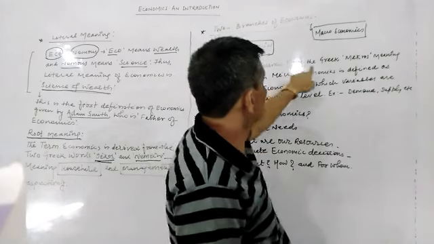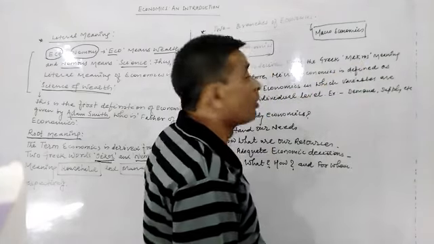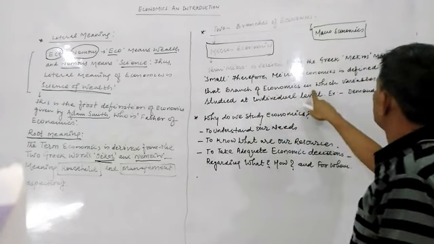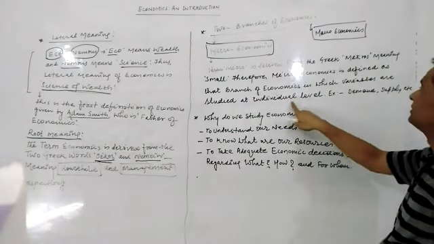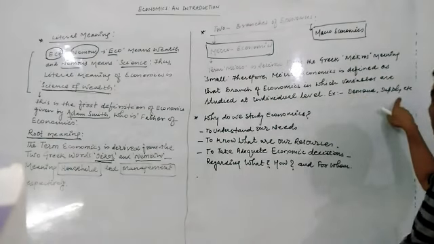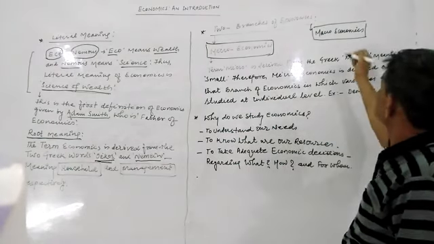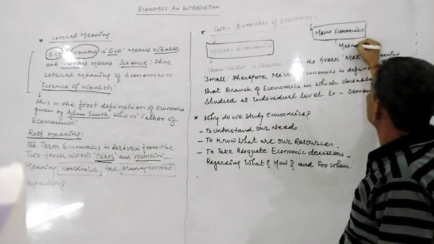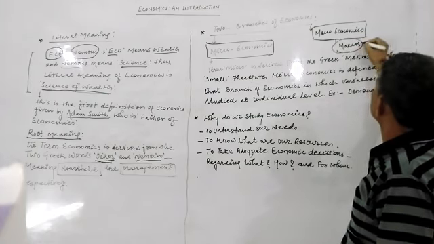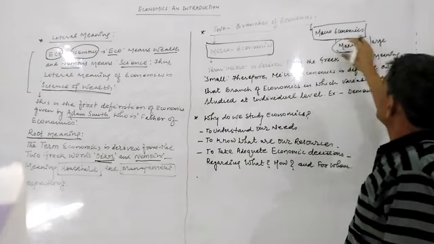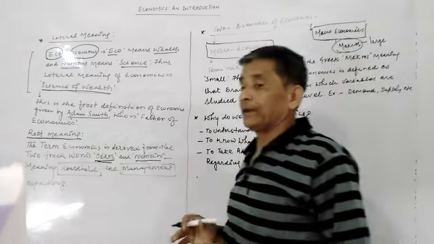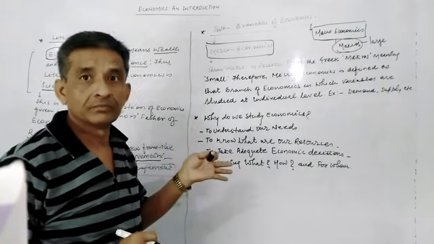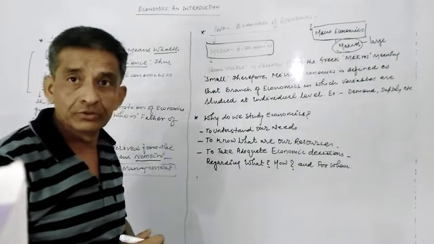The term micro is derived from micros, meaning small. Therefore, microeconomics is defined as that branch of economics in which variables are studied at individual level, for example, demand, supply, etc. On the other hand, the term macro is derived from Greek word makros, M-A-K-R-O-S, which means large. In this branch of economics, what we study is at the level of economy as a whole. That is the difference between the two.